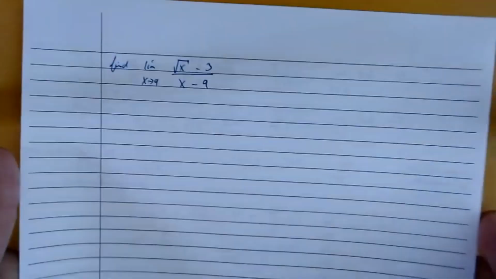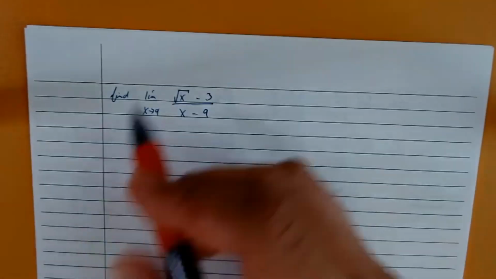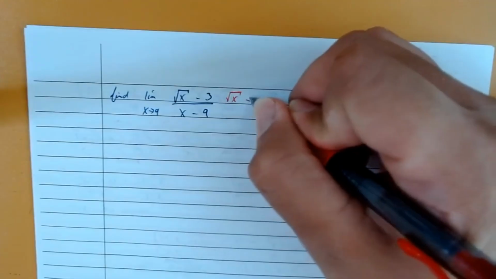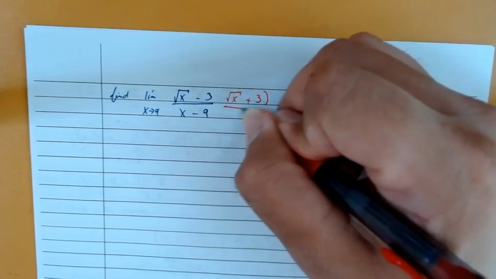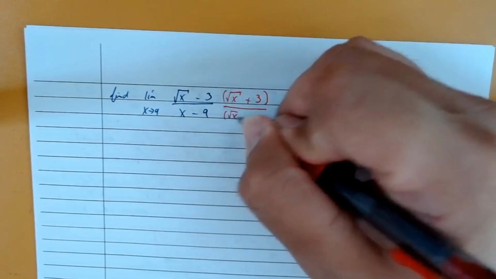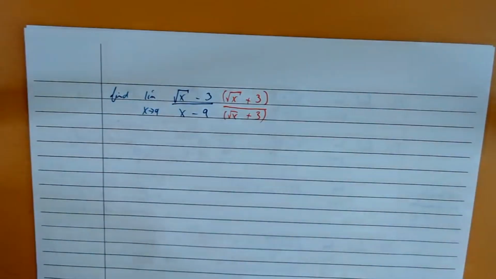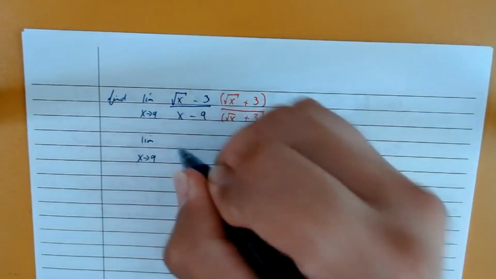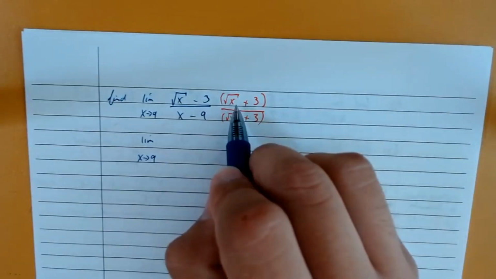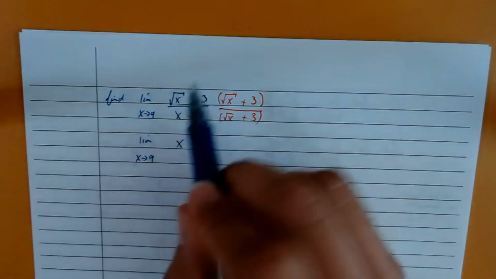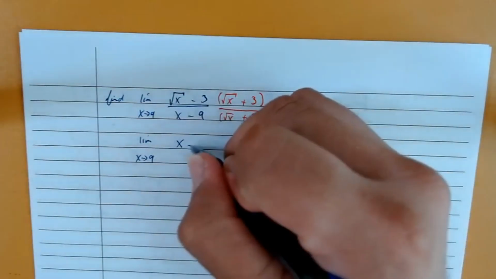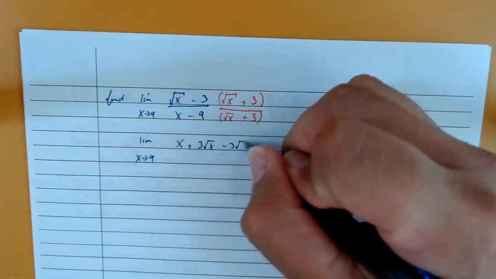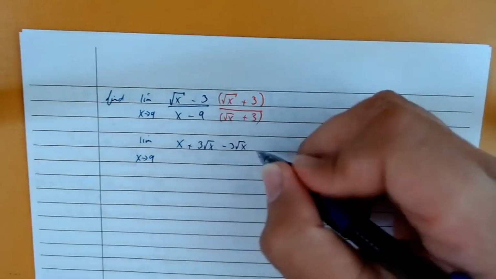So the rationalization technique for this one is I'm trying to make the square root go away from the top, so I'm going to multiply by the conjugate of the top. Whatever I do on top, I do on the bottom. Okay. All right, so that's going to give me the limit as x approaches 9. Square root of x times square root of x, that's going to be just x. Square root of x times 3, that's going to be 3 root x. And then negative 3 times root x, that's minus 3 root x. And then negative 3 times 3 is negative 9.